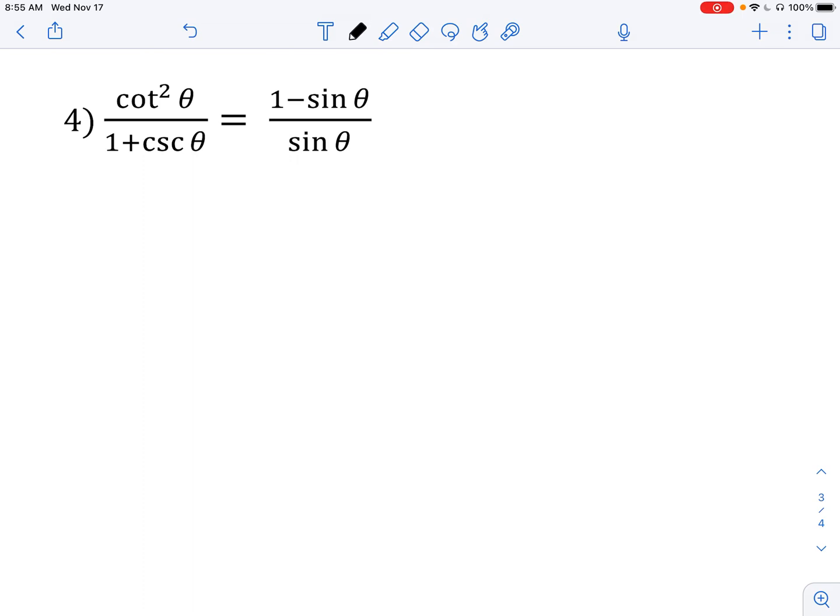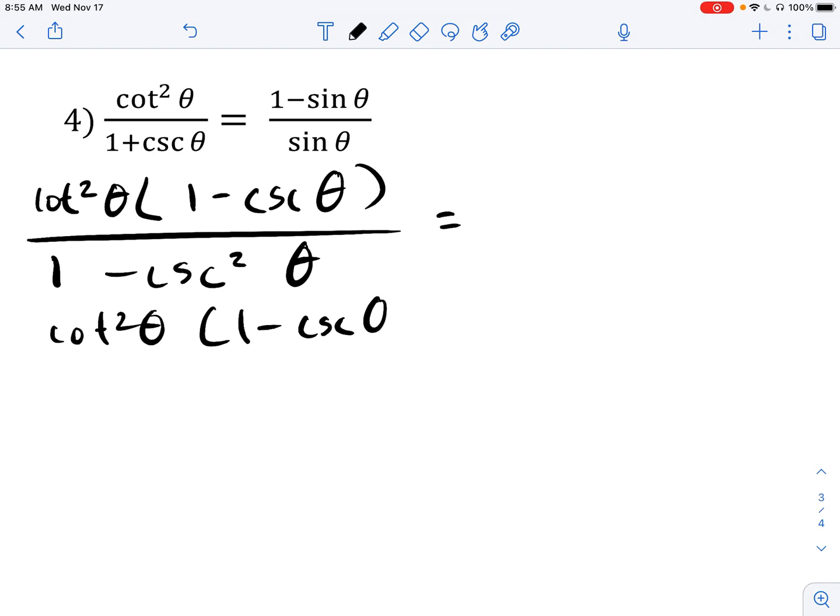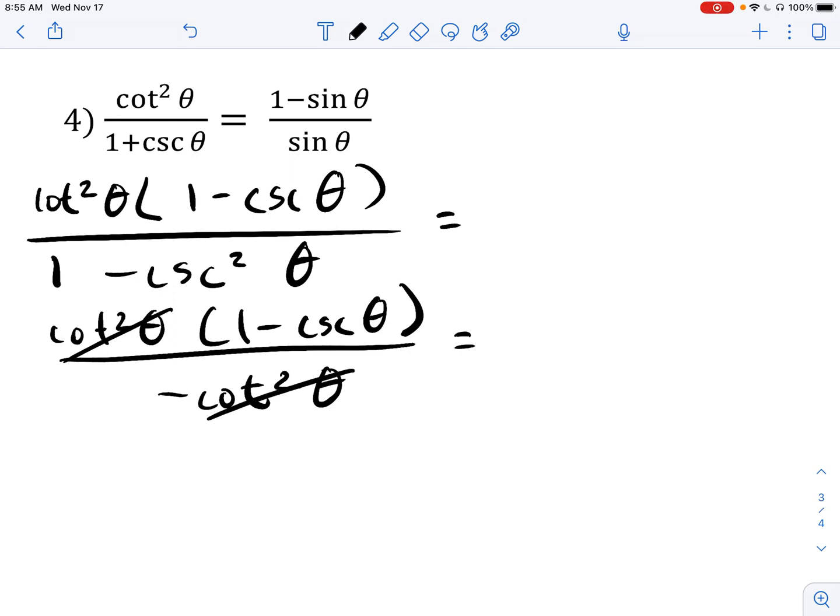All right, if you had a chance to work on it, I'm going to work on the left side. You could have worked on the right. Doesn't really matter. I want to multiply by the reciprocal, or by the conjugate, of that denominator, which just gives me a difference of squares. So then this allows me to say that this is equal to negative cotangent squared theta. And you can see we're going to do something pretty similar to what I showed in my previous example. So then this would be negative 1 plus cosecant of theta.